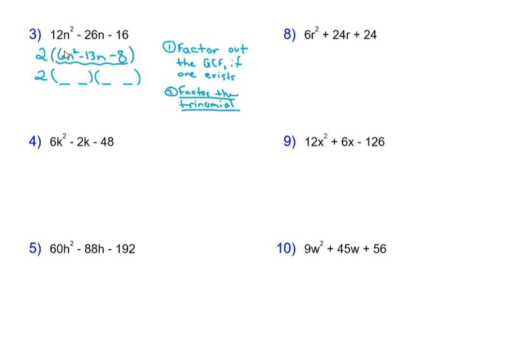So I need to get a 6n squared when I multiply my first two positions together. So what two values multiply to 6n squared? Well, 6 is not a prime number, so there's multiple options. So we're going to try some of them out, and I'm just going to try them in the middle here. All right, so let's try some options. So let's say I'm trying to factor 6n squared minus 13n minus 8.